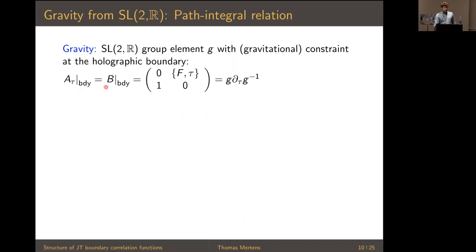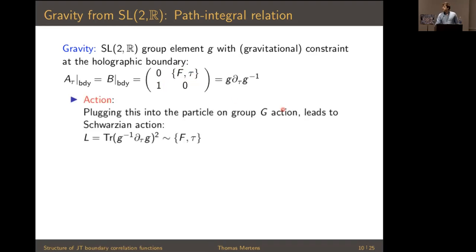So A tau equals B was the boundary condition we had for any compact group. But now, in addition, I constrain that form to be of this way, at least if I write it in the fundamental representation of SL2R. So there are zeros on the diagonal and a 1 here. And this last entry is arbitrary. And I choose to write it, with hindsight, of course, already as the Schwarzian derivative of something else. So these are the additional gravitational constraints.